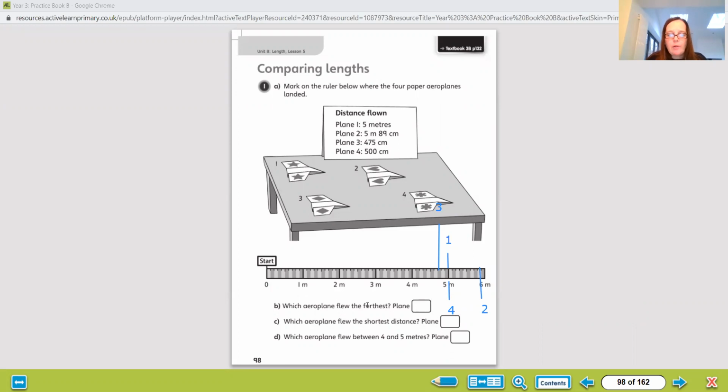Okay, so which aeroplane flew the furthest? You can see that, can't we? So it's plane number 2. That's gone the furthest. Which aeroplane flew the shortest distance? And we can see that that's number 3. That's not gone as far. And which plane flew between 4 and 5 metres? Well, there's only one that lands in that gap, and that's number 3 as well. Okay, so can you see they're trying to trick us by using different measurements, but we've been able to do that.